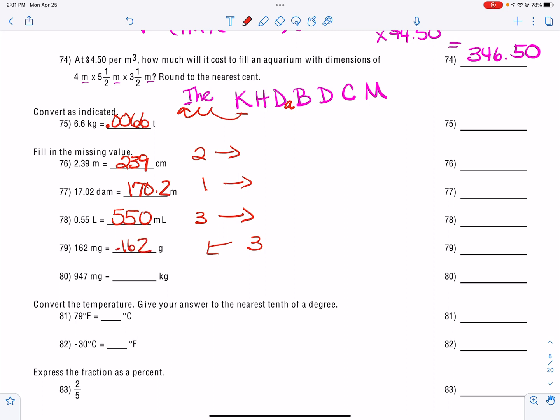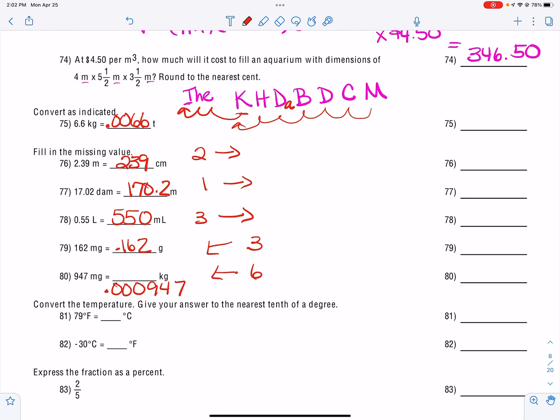0.162. And then when we're going from milligrams all the way to the far left, that is 1, 2, 3, 4, 5, 6. 6 places to the left. So that means I have 3 zeros followed by 947.